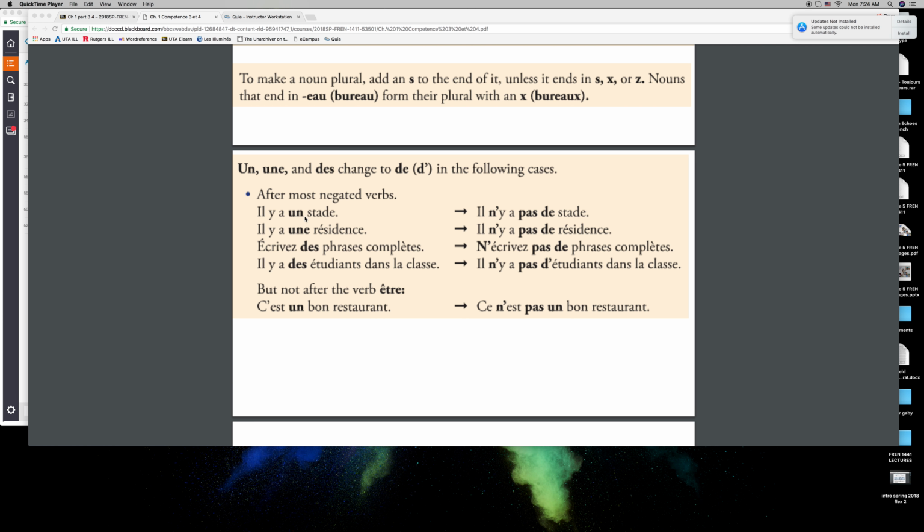Look at these. Il y a un stade, il n'y a pas de stade. Il y a une résidence, il n'y a pas de résidence. Écrivez des phrases complètes, n'écrivez pas de phrases complètes. Il y a des étudiants, il n'y a pas d'étudiants. Okay? So you do that on all verbs with the exception of to be.